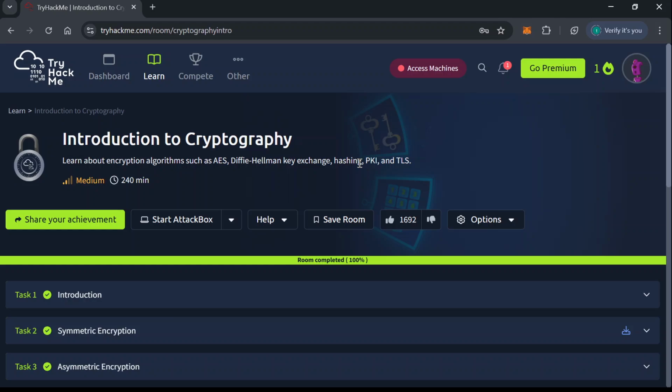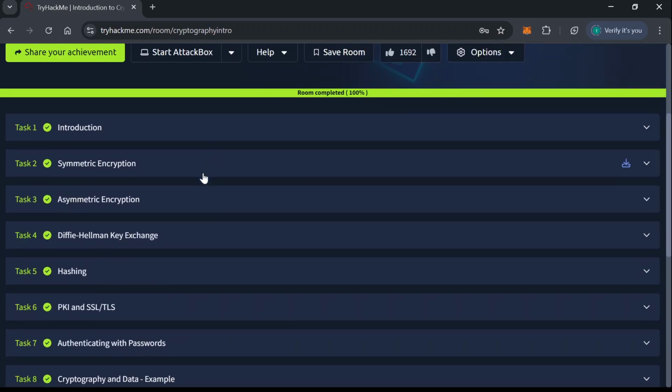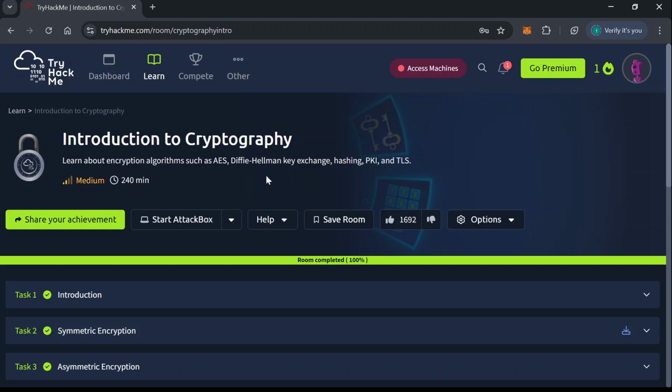This is a free room on TryHackMe and it's going to teach us about encryption algorithms such as AES, the Diffie-Hellman key exchange, hashing, PKI, and TLS. This is a medium room and it is supposed to take about 240 minutes. We can't take this at once, so we are going to split the room into short videos, maybe 20 to 30 minutes, depending on how packed it is.